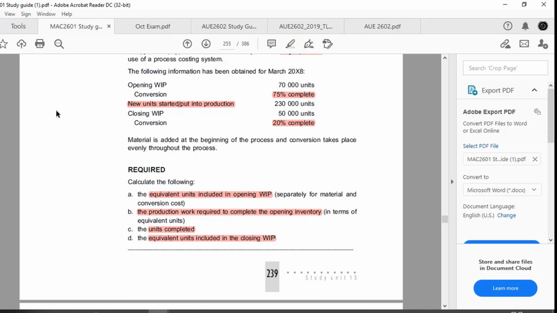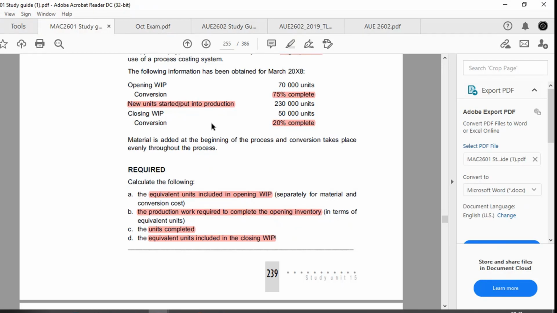And then it's only when you have to do the conversion part that you will have to split it and recognize that, hey, this WIP in this process might have been added at 100%, but for this process, it's 25% complete. Okay, cool. And then B, who would like to attempt B?